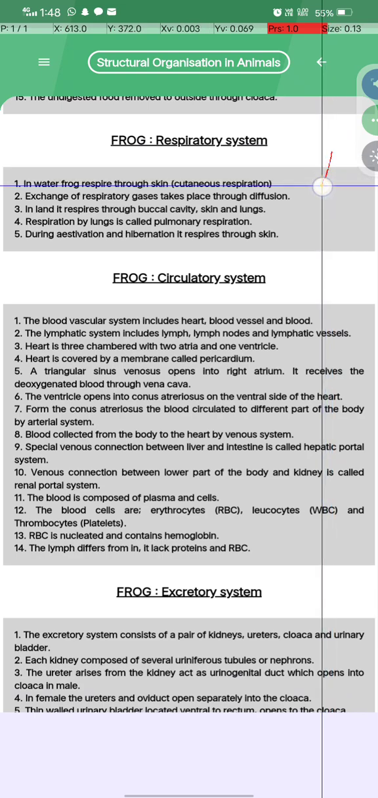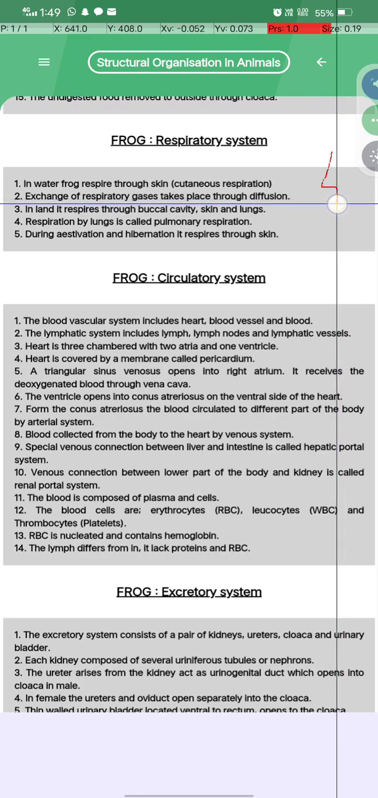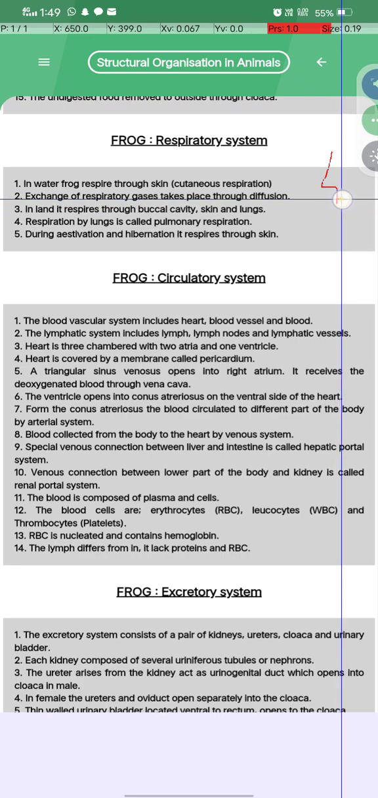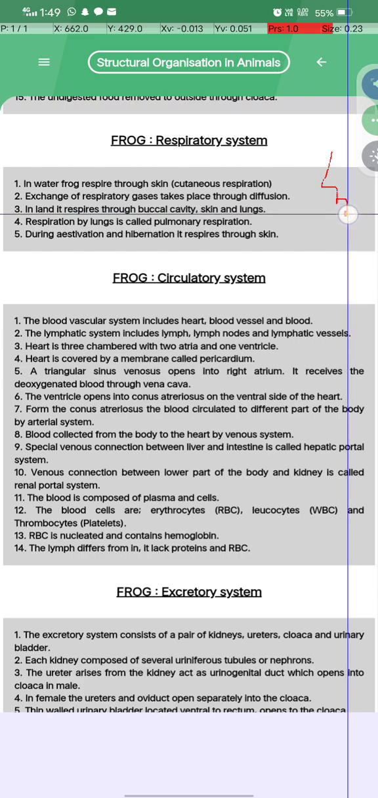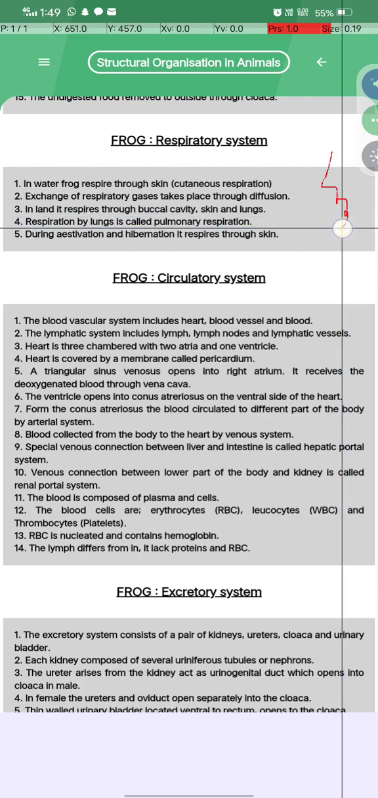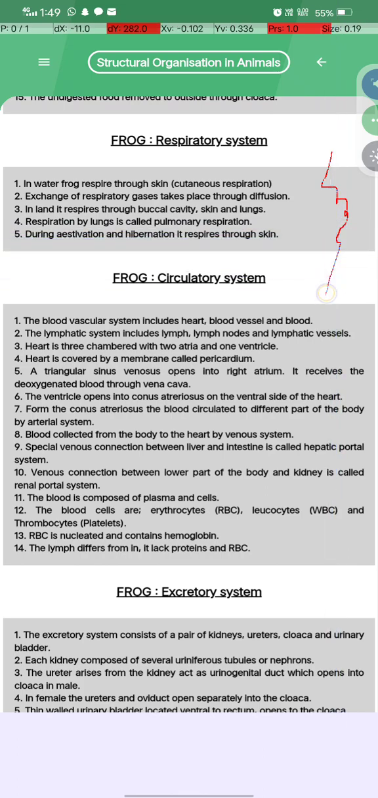Frog respiratory system. In water, frog respires through the skin, which is cutaneous respiration. Exchange of respiratory gases takes place through diffusion, and on land it respires through the buccal cavity, skin and lungs. Respiration by the lungs is called pulmonary respiration, and during estivation and hibernation, it respires through the skin.